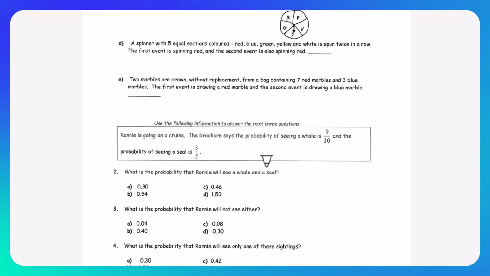And then it says the spinner with 5 equal sections colored red, blue, green, yellow, and white is spun twice in a row. The first event is spinning red and the second event is spinning red as well. So are these independent or dependent events? Well, first of all, spinning red the second time doesn't matter. The red that was spun first has no effect on the red that is spun secondly. So these are independent events.